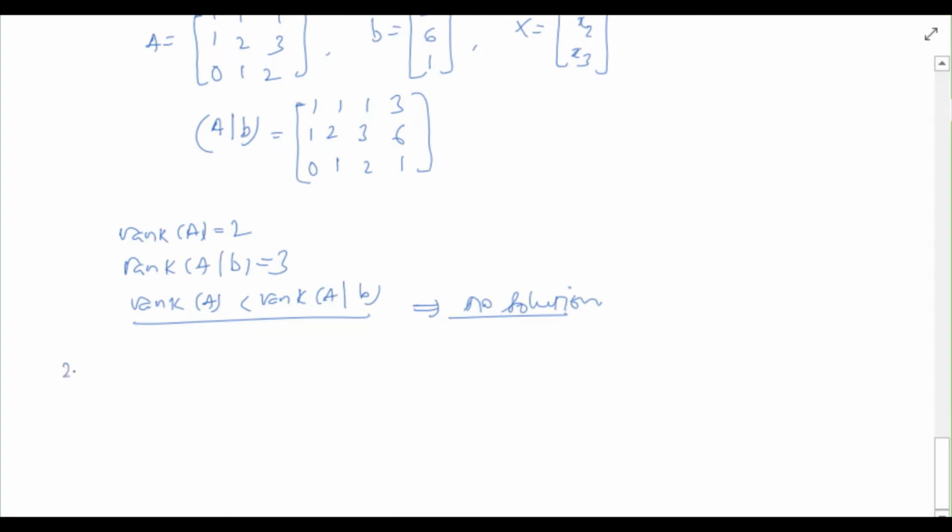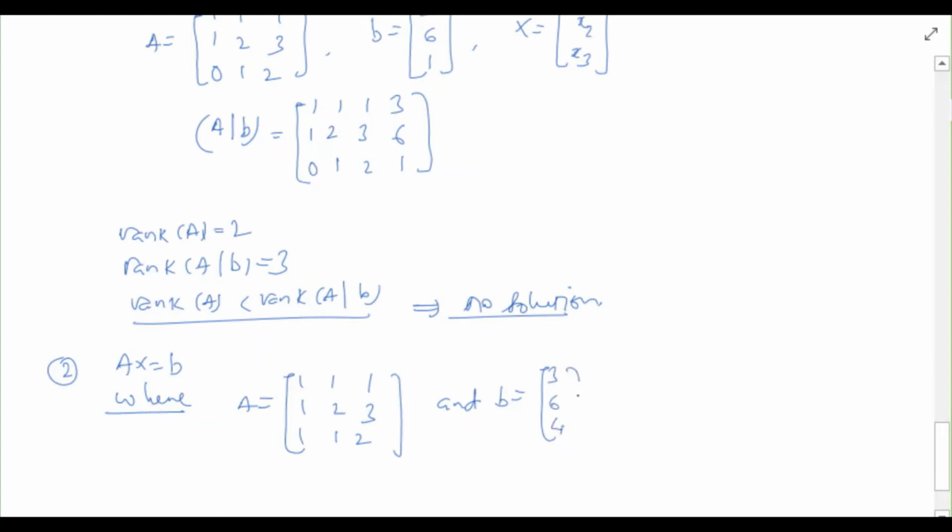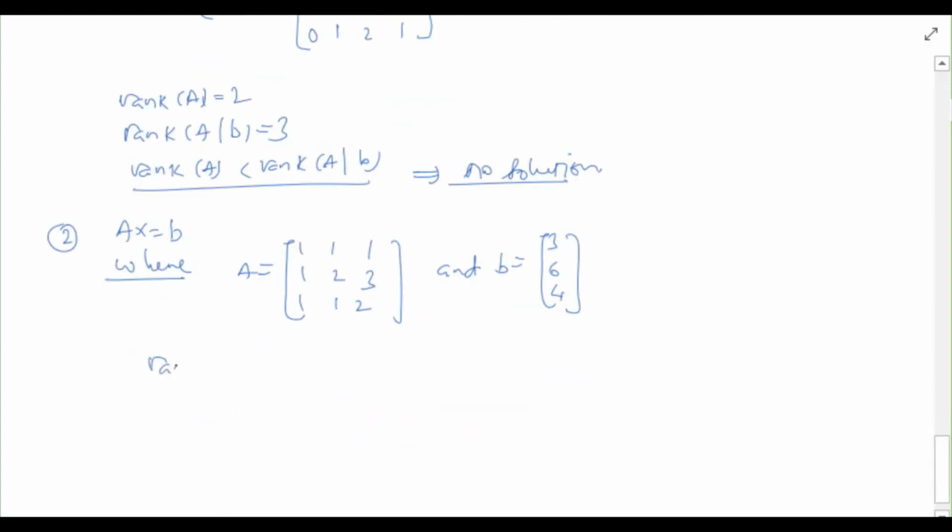Let us see another example. Now we have a system of equations Ax equal to b, where A equals the matrix 1, 1, 1, 1, 2, 3, 1, 1, 2, and B equals 3, 6, 4. In this case, it can be checked that rank of A and rank of AB both are equal to 3. So the system has a unique solution.